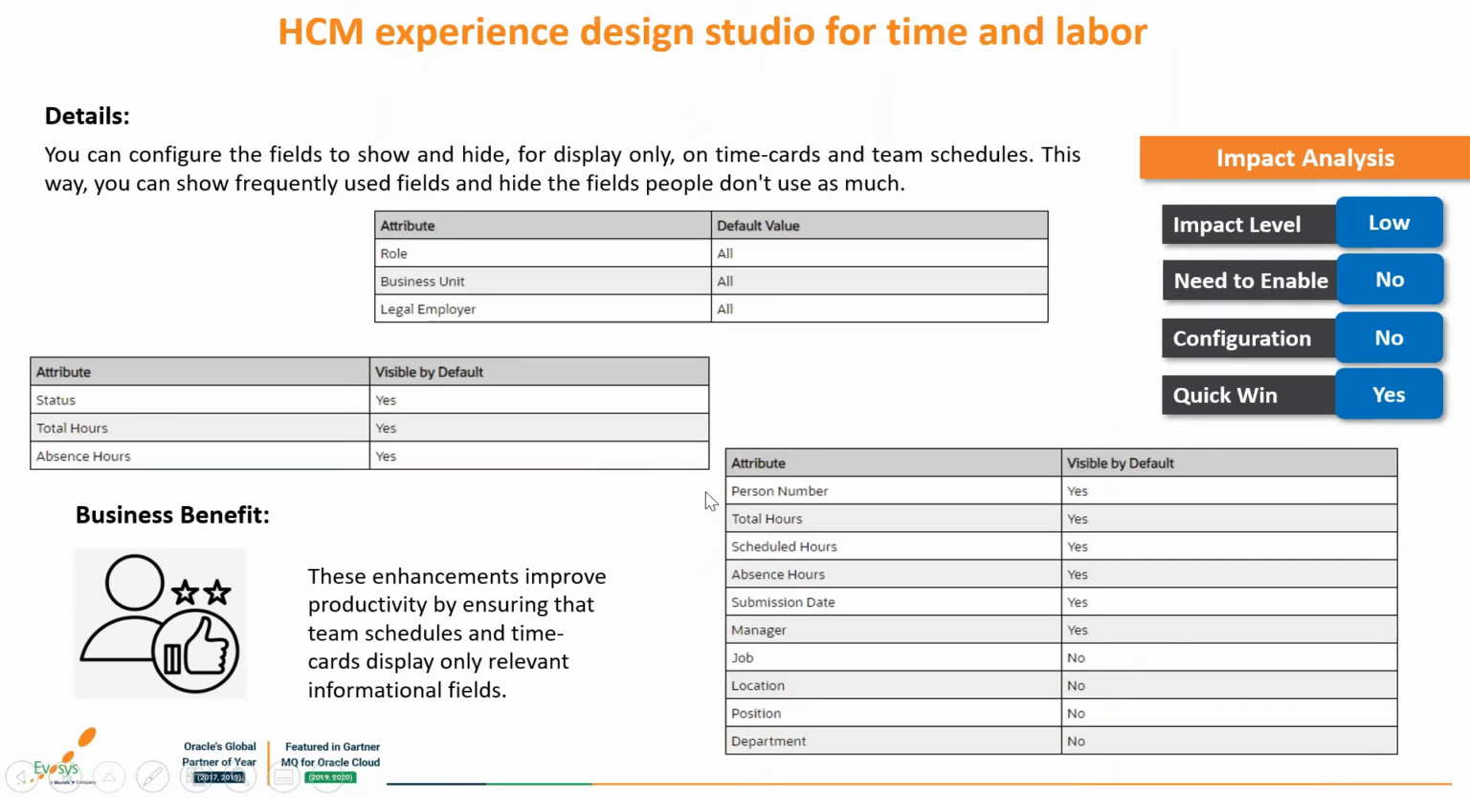The next update we have is HCM Experience Design Studio for time and labor. This feature would let you decide and maintain what data you want to show and what you don't in terms of employee self-service and manager self-service in OTL. You can ensure you're only showing fields relevant to employees and line managers.